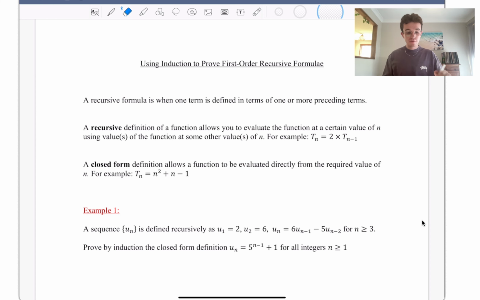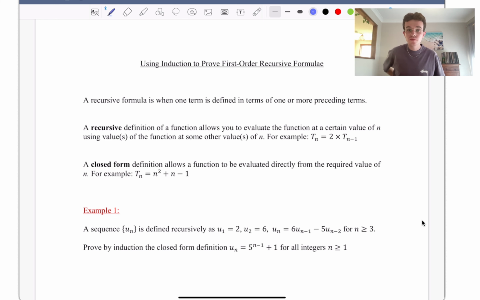Alright, the last thing we're going to have a look at in our induction, so this is the final video on induction, is using induction to prove first order recursive formulas. So recursive formulas or recurrence relationships are a formula used when one term is defined in terms of one or more preceding terms. So a recursive definition of a function allows you to evaluate the function at a certain value of n using values of the function at some other values.